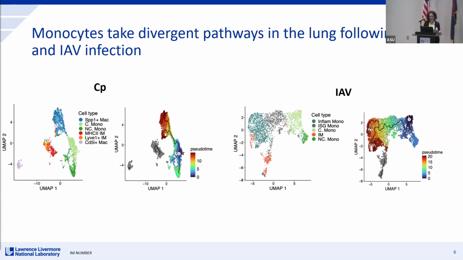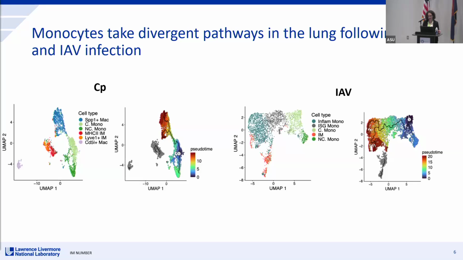And so in both data sets, you see classical and non-classical monocytes, which are highlighted in the dark green and light green. We also see interstitial macrophages, which are a population of lung-resident macrophages. And then within the cocci-infected lungs, you see the emergence of this large population highlighted in blue of macrophages that express high levels of this SPP1 gene. We also see a smaller population of macrophages that express high levels of CD5L.